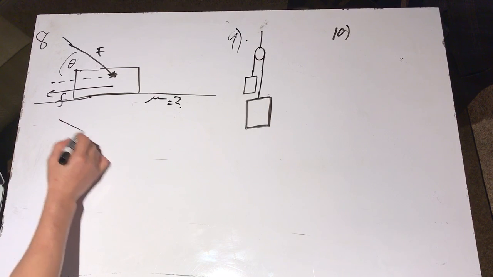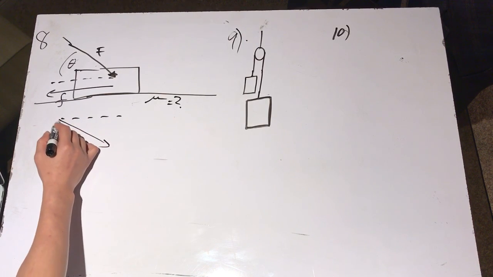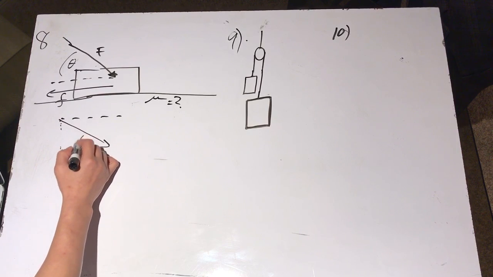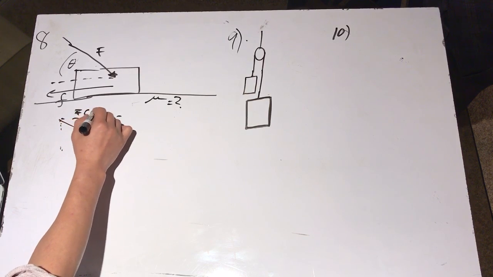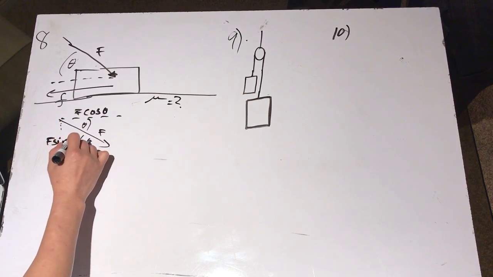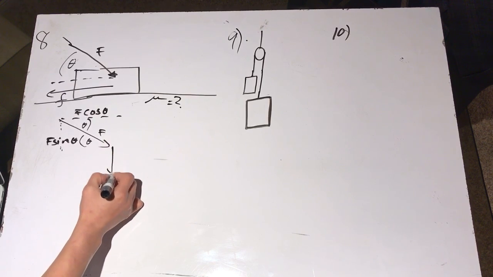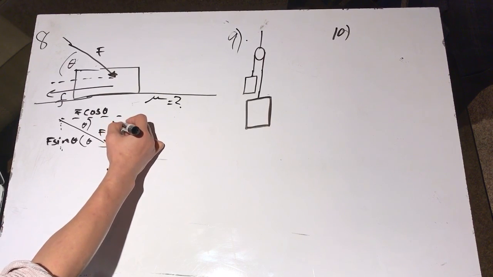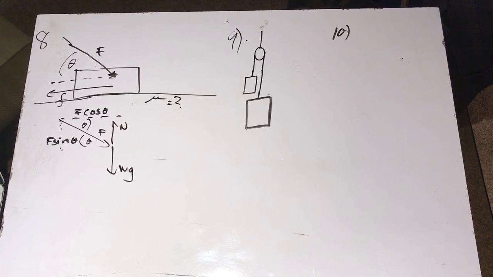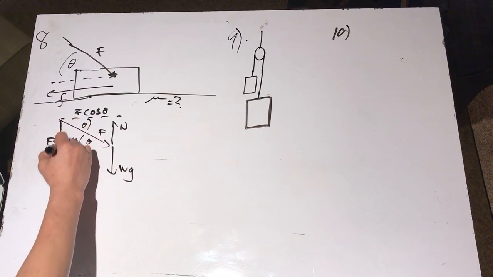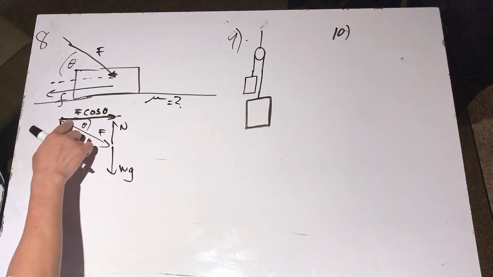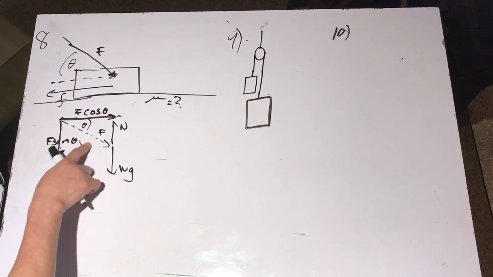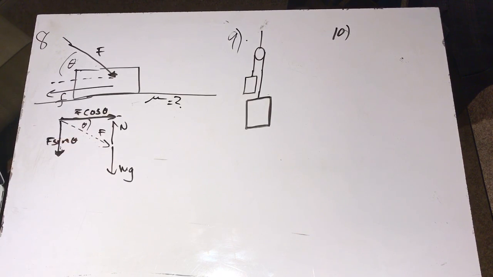So let me first draw a free body diagram. You need to know that this is an angle. It's F cosine theta and this is F sine theta, okay? And this is mg, and that is the normal force acting upon the box. But then you have more forces. Basically, how many forces do you have? So basically, you have 3 different forces.